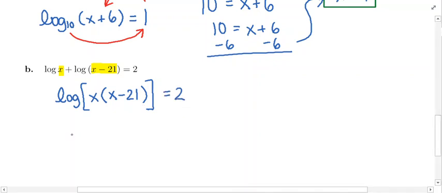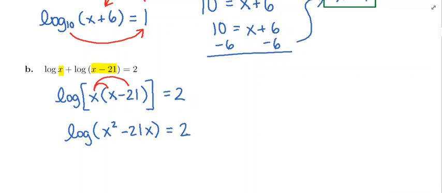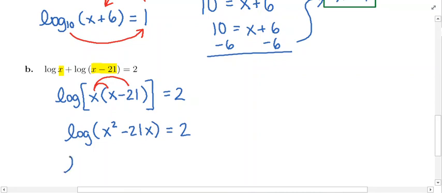So I'm going to simplify what's in brackets here. I'm taking the logarithm of, if I distribute here, it's going to be x squared minus 21x. So that has to equal 2. Now we've rewritten this equation as 1 logarithm equal to a number. As soon as you have that, you can do the arrow thing. So I know I've got log base 10 of x squared minus 21x is equal to 2.